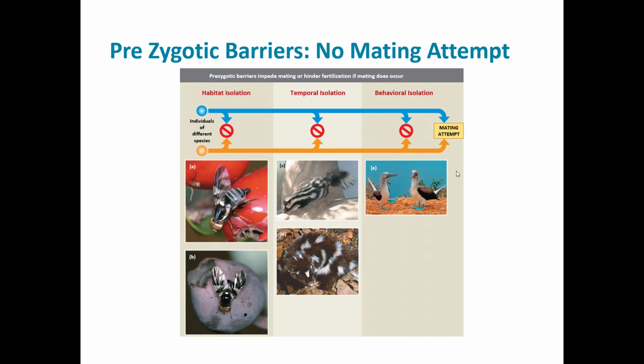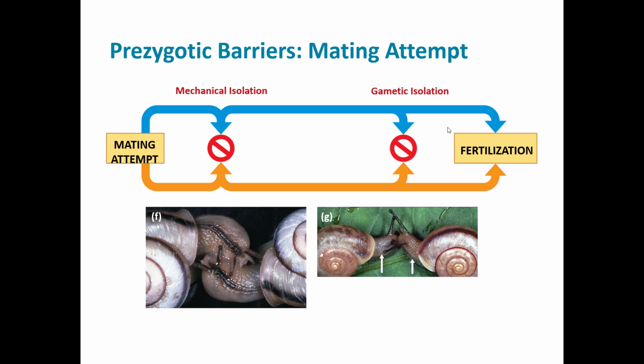But let's say we get past that. Let's say we're in the right place at the right time and the behaviors are okay and we try to mate. That leads us to these pre-zygotic barriers. This is when there is a mating attempt, but the egg is not fertilized. There are two reasons why that could happen, and both examples that we see here use different species of snails. These are real-life examples. One is mechanical isolation.